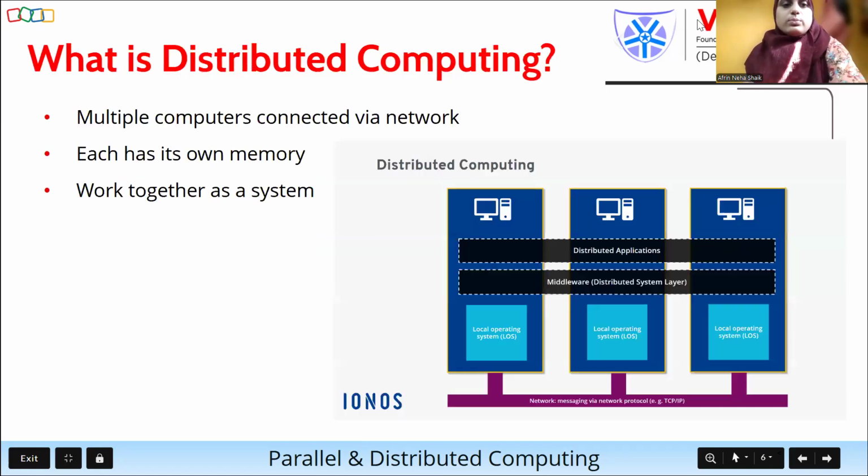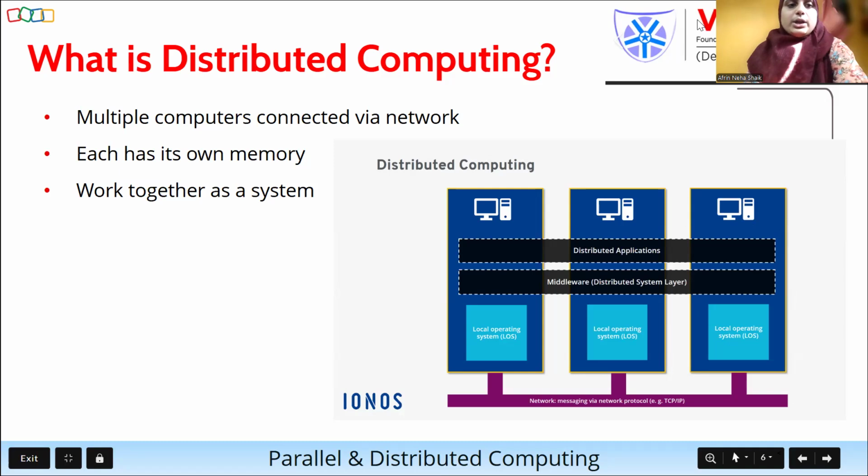Now let us move to what distributed computing is. Distributed computing means multiple independent computers connected through a network. Each system has its own processor and its own memory. They work together as a single logical system. The key features are message passing communication, second, no shared memory, and third, high fault tolerance. We can see this in the diagram also. The focus is on scalability and reliability.